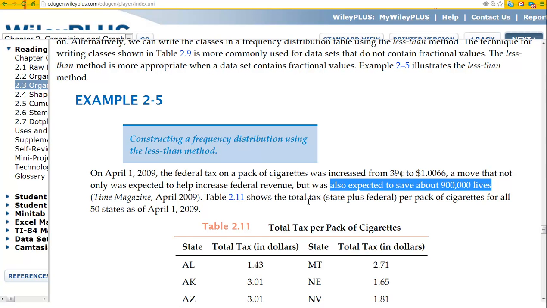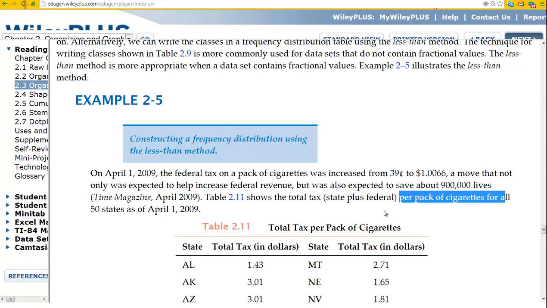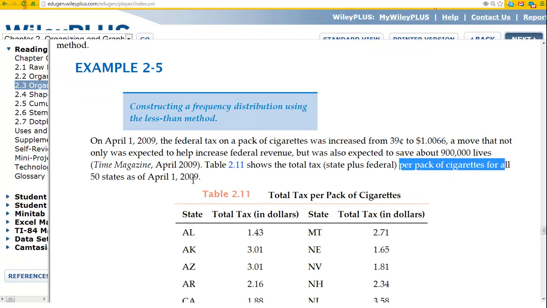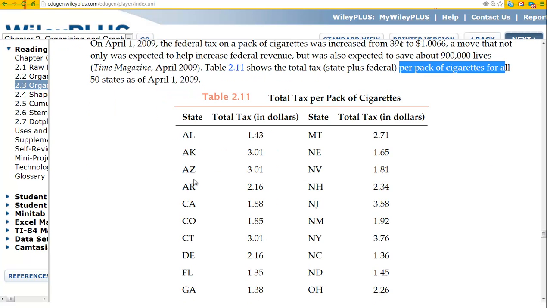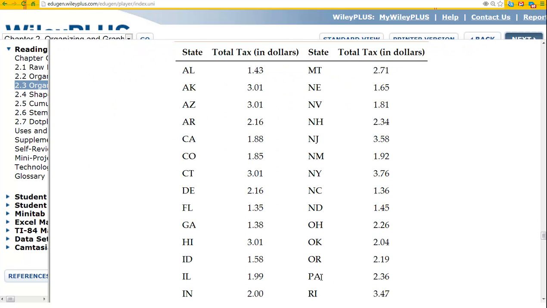2.1 shows the total tax, the state plus the federal, per pack of cigarettes for all 50 states as of April 2009. So let's look at my state, which is Pennsylvania. $2.36, that's pretty much, but I think in Japan it's a lot more, but I'm not sure about that. Anyway, these are the different amounts of money. New York is even more, $3.76.